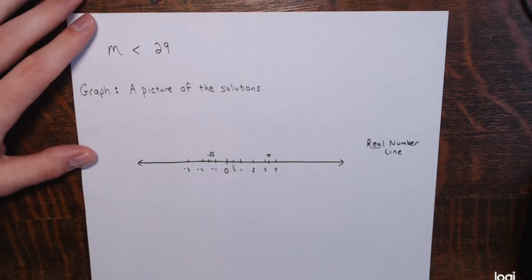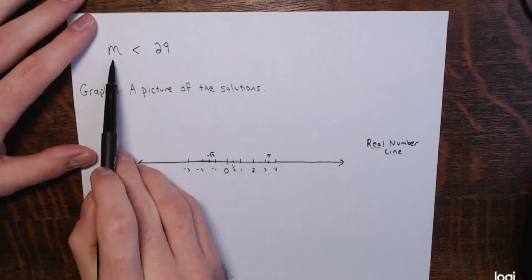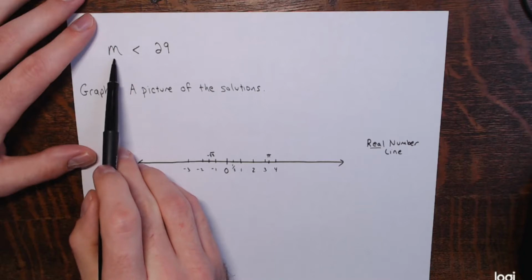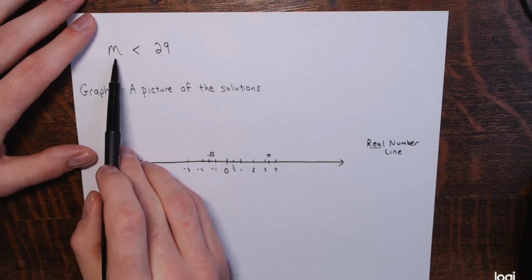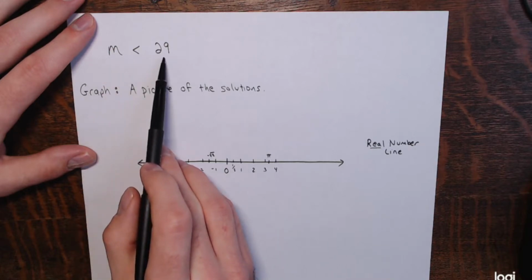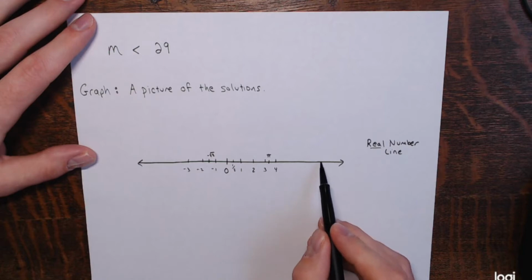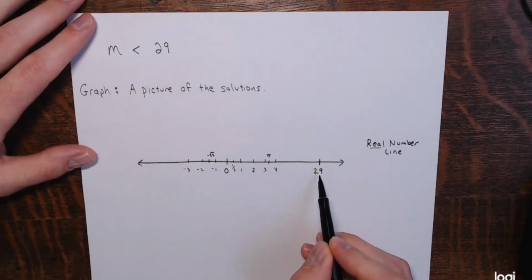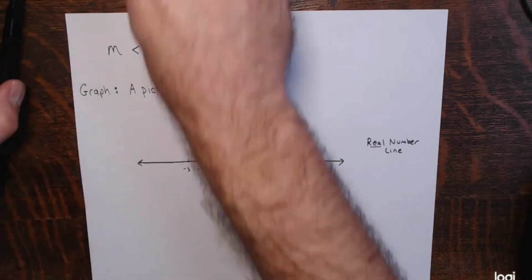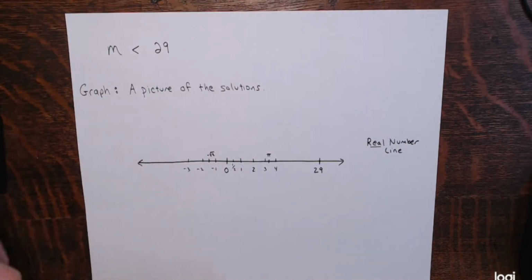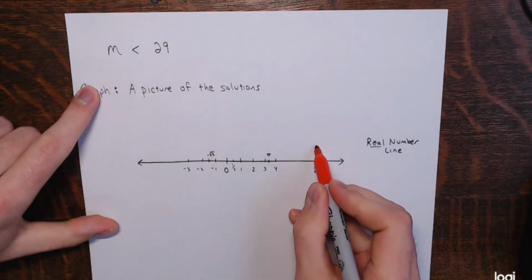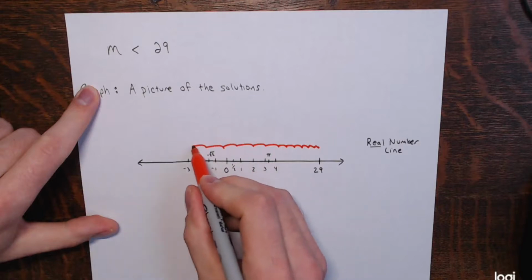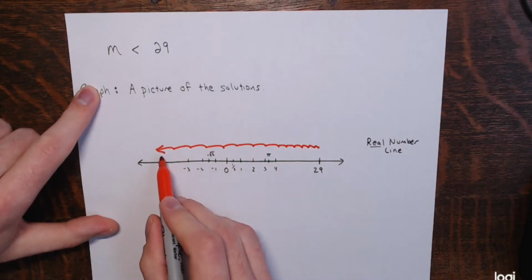And we're asked, what numbers can I replace m with to make this true? m is less than, m is smaller than 29. So where would 29 be? Well, based on my drawing here, 29 will be somewhere over here. And then all the numbers smaller than 29 that would satisfy this inequality are to the left. Forever. I'll put a little arrow on the end of that.